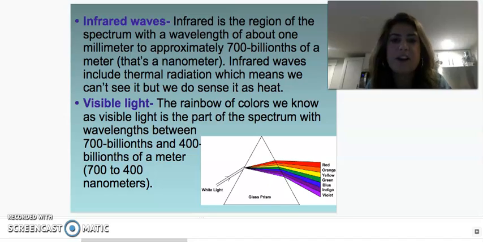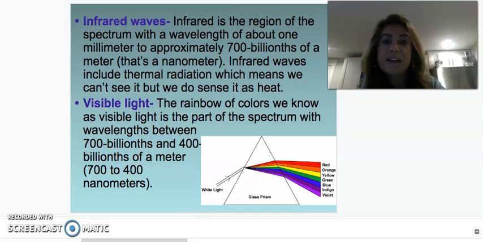Infrared waves are our next one, a region of the spectrum with a wavelength of about 1 millimeter to approximately 700 billionths of a meter. That's a nanometer. Infrared waves include thermal radiation, which means we can't see it, but we do feel the heat. The next one is visible light, which is the one that we can actually see.